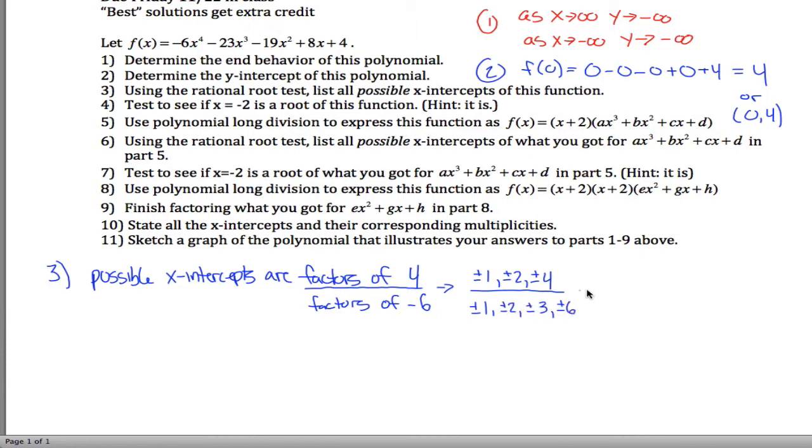So what that's saying is the only possible roots are any of these 6 numbers divided by any of these 8 numbers. So plus or minus 1 divided by 1, plus or minus 2 divided by 1, plus or minus 4 divided by 1, plus or minus 1 divided by 2, plus or minus 1 divided by 3, plus or minus 1 divided by 6.